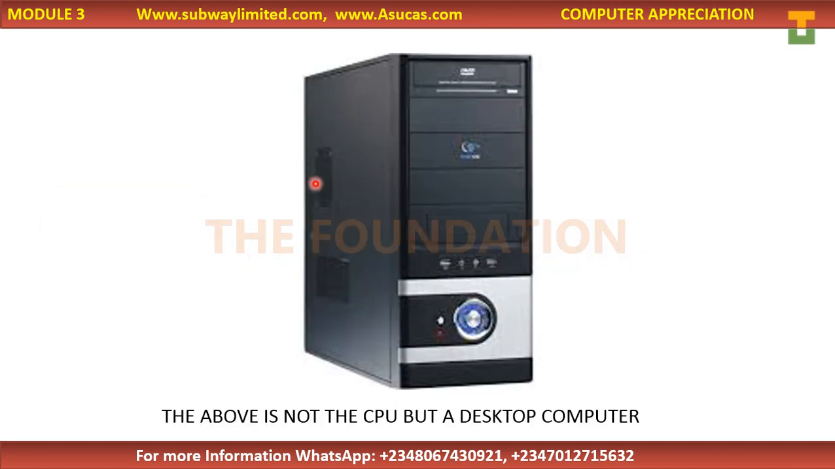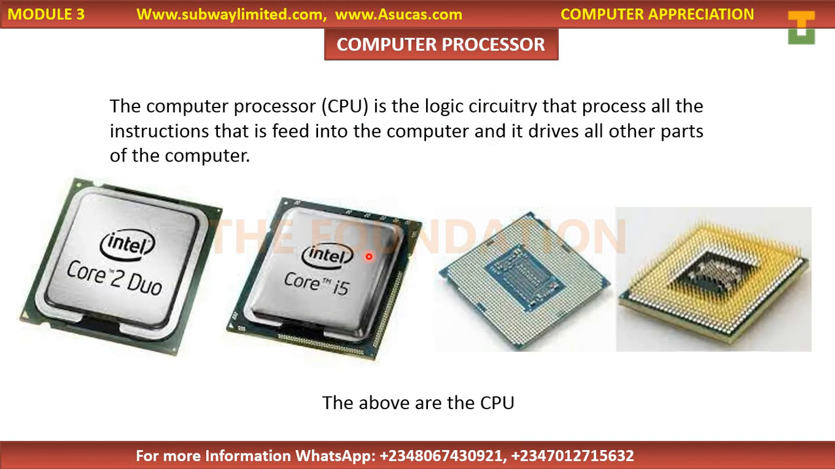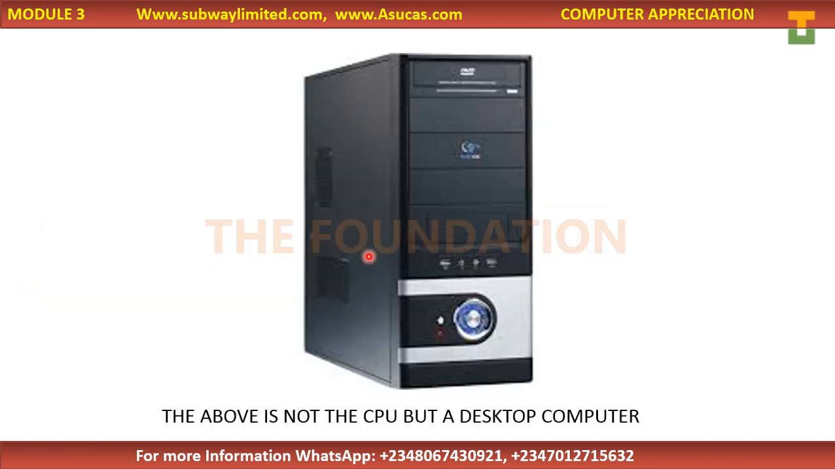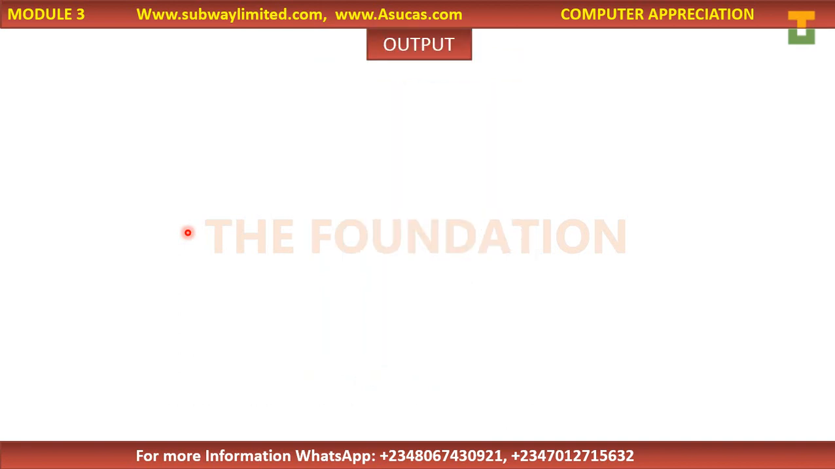Some people mistake this to be the CPU. No, this is a desktop computer. This is the casing. When we are talking about CPU, this is the main CPU, the brain of the computer. This is not the CPU. So the above is not the CPU, but a desktop computer.